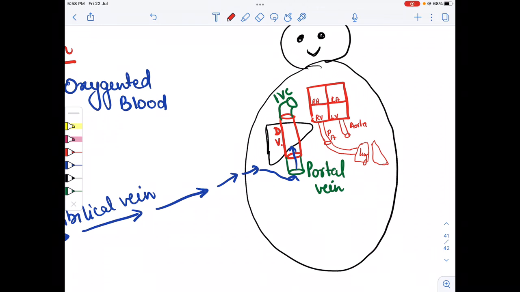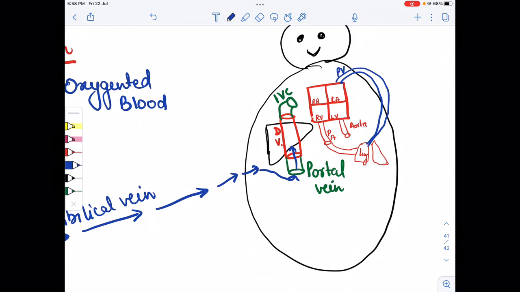From the lungs we have the pulmonary veins, which supply the oxygenated blood. The blood gets oxygenated in the lungs and reaches the left atrium by the pulmonary vein. But in the fetus, the lungs are not functional. So in the fetus, how are the lungs present?